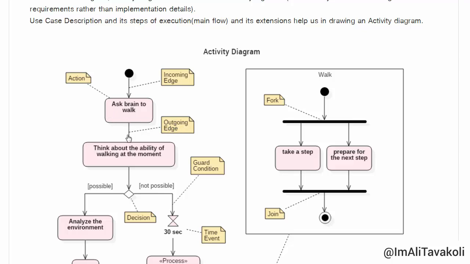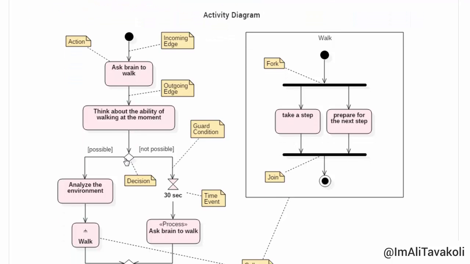And by an outgoing edge, we will be led to the second action in our process, which is think about the ability of walking at the moment. Then we will come to a decision. If it's possible, then do this. If it's not, then do these actions. So we will have guard conditions over here.